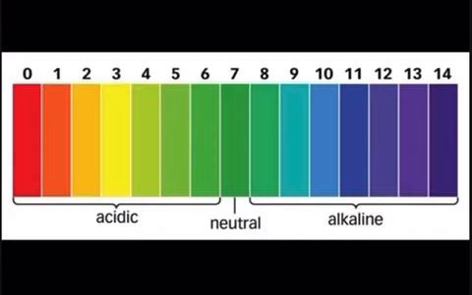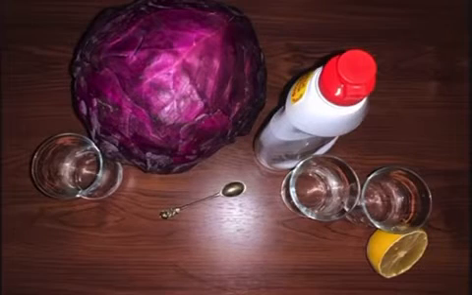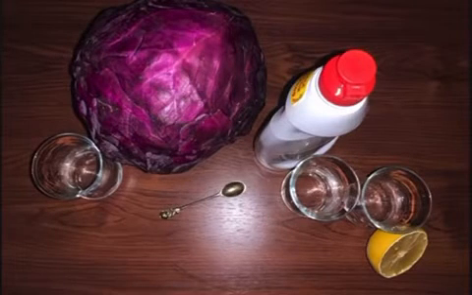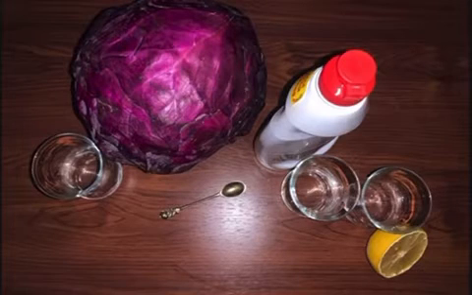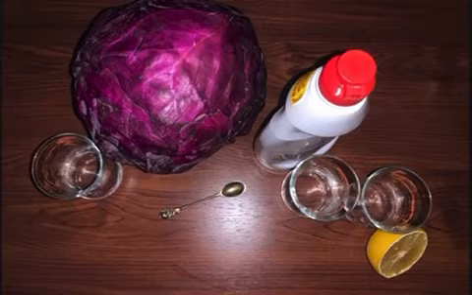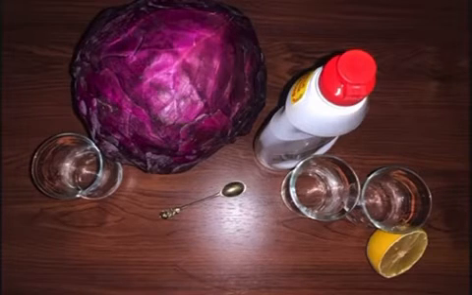And now we will use it to observe the acidity or basicity of some solutions that are available in our house. In this experiment, we need some required materials, which are red cabbage, 3 cups, a dropper, a spoon to mix with, lemon juice, soap solution, and boiling water.